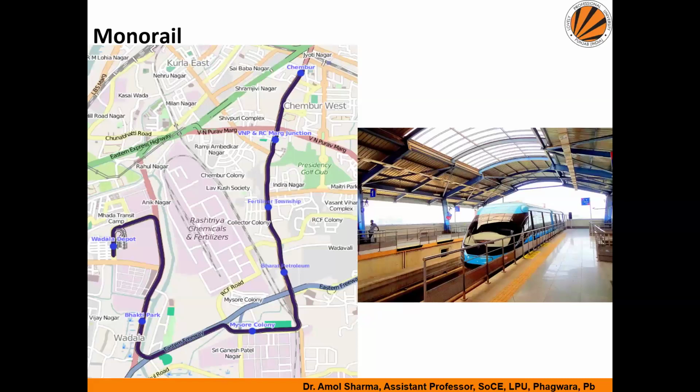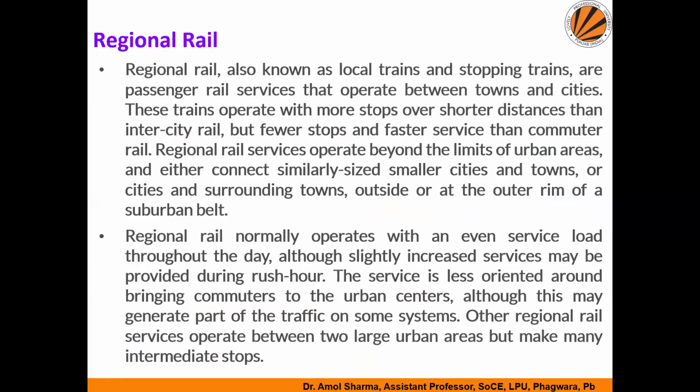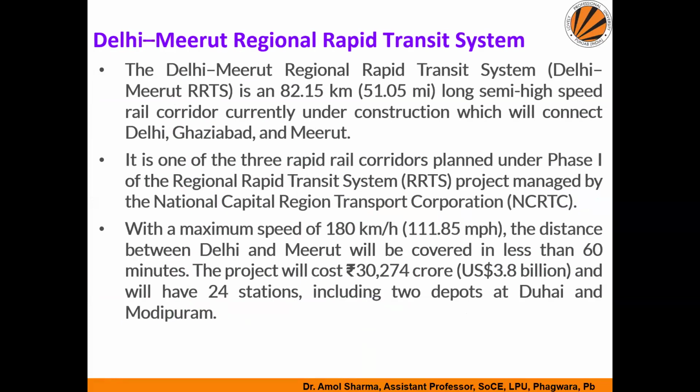Finally, the last type of rail, we'll talk about the regional rail also. We have talked about all railway services inside a city. The final example I'll give is a rapid transit system which operates between two cities. An example of such is the Delhi-Meerut regional rapid rail system. Now, we have to be careful in understanding the difference between a regional rapid rail transit and a regular train.